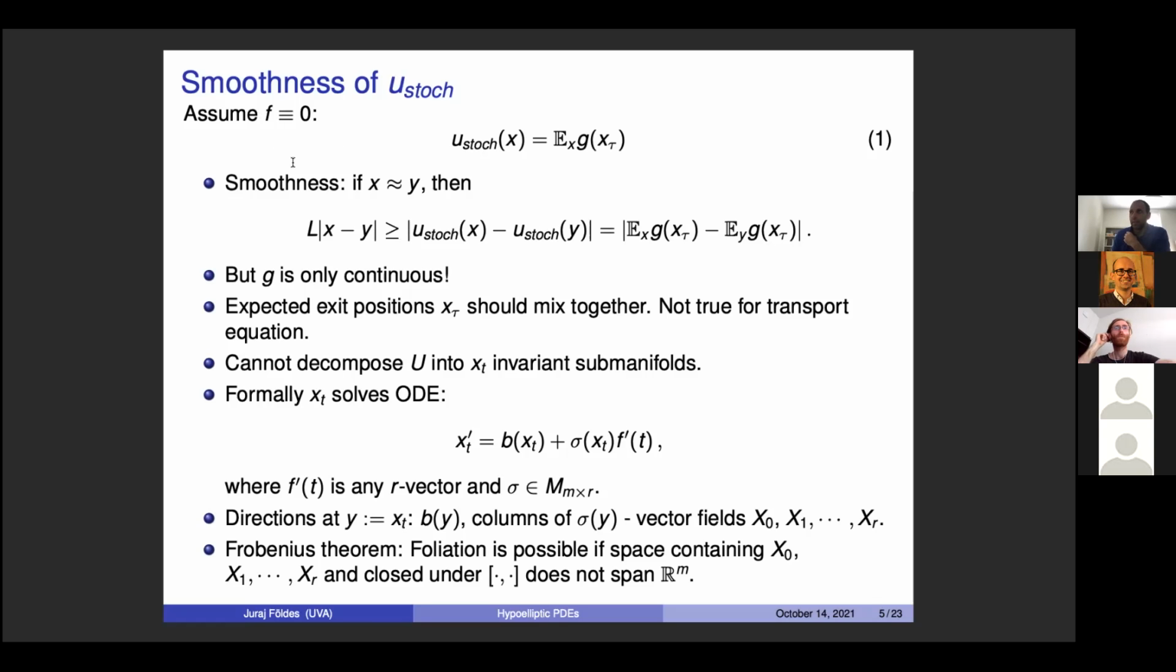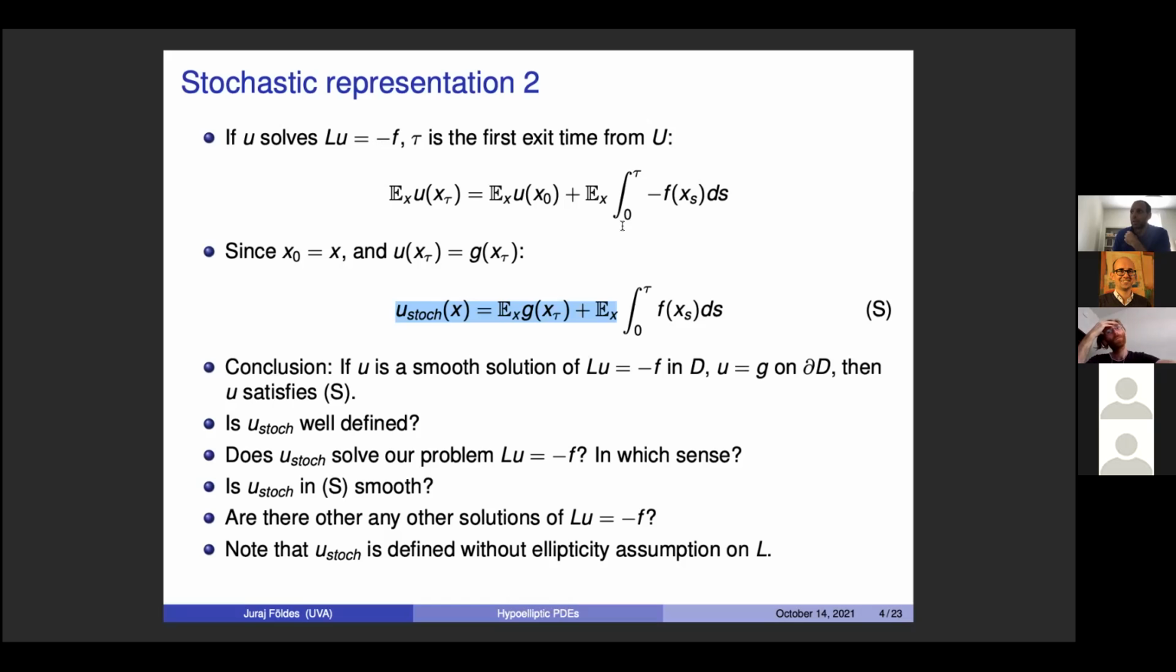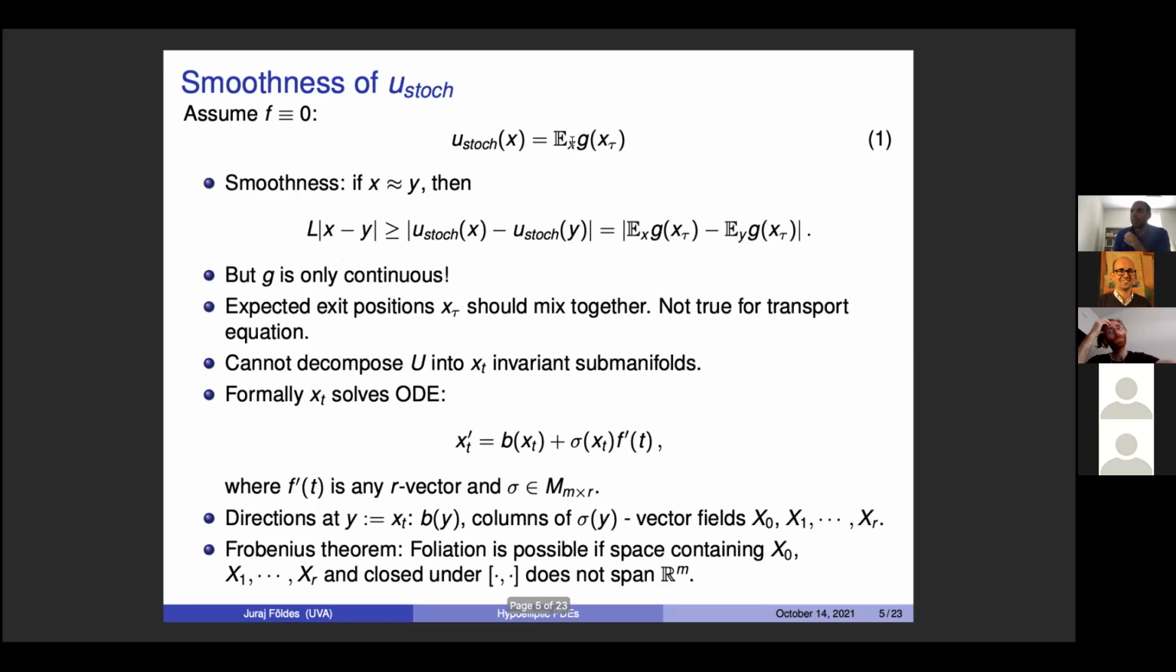So assume that our right-hand side for simplicity is equal to 0. That really means that this term will drop. This term is not there anymore, the second term. And the first term is just the expectation of g of x star. And for smoothness, say for Lipschitz, I'd like to know that when x and y are close to each other, then the function should be, say, Lipschitz. If I plug that in, I get that this is the same as the expectation when I start with x and hit the boundary, expected value on the boundary, minus when I start from the point y, expected value on the boundary.